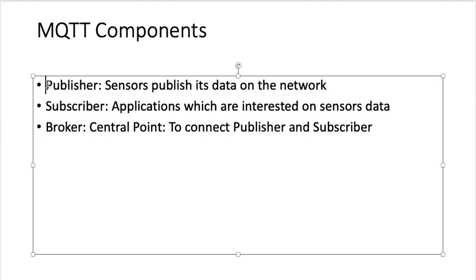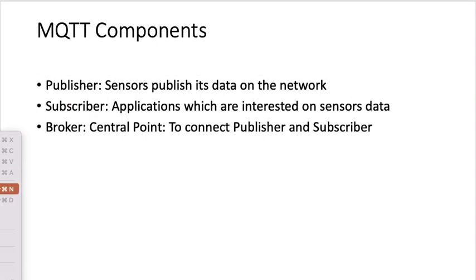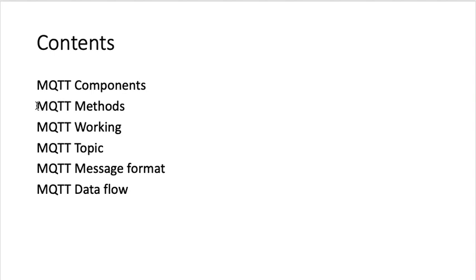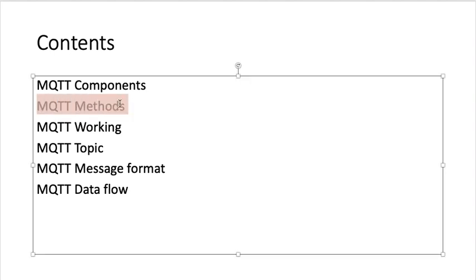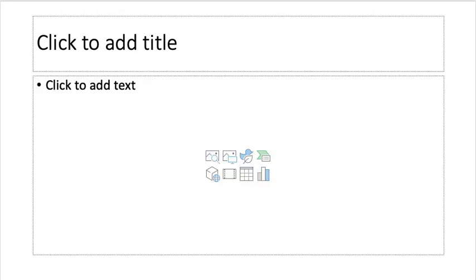So if I take this publisher, it will generate the data that will be published. The published data will be transferred to this subscriber with the help of the broker, which will be the intermediate component between the publisher and the subscriber. So this is about the MQTT components. Now let us take the next one, MQTT methods. I'm going to prepare my slides by explaining.